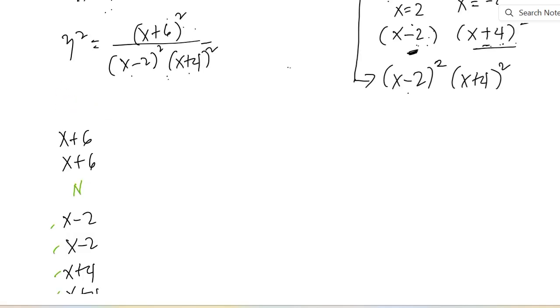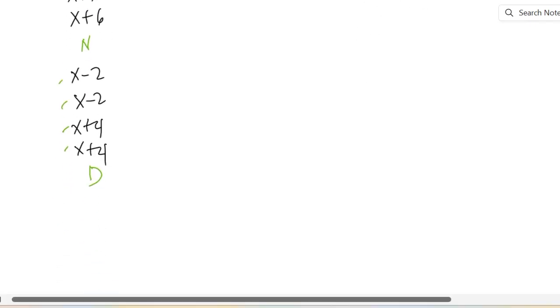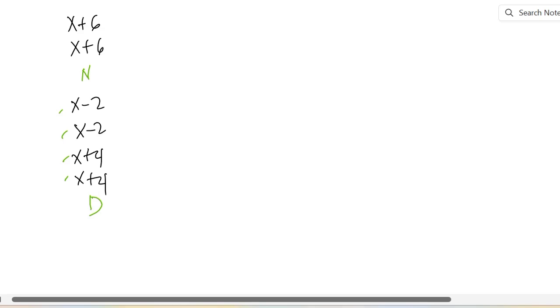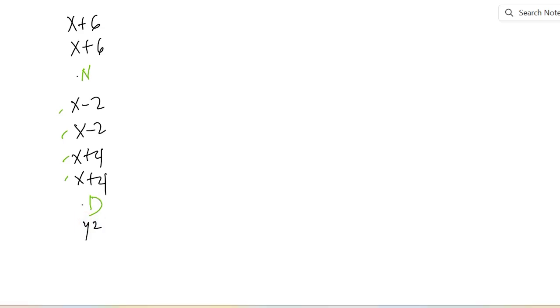Going back to our equation, we have y squared is equal to our numerator over denominator. So we write y squared is equal to the numerator divided by the denominator. And if we take the square root of y squared, that would give us the value of y.